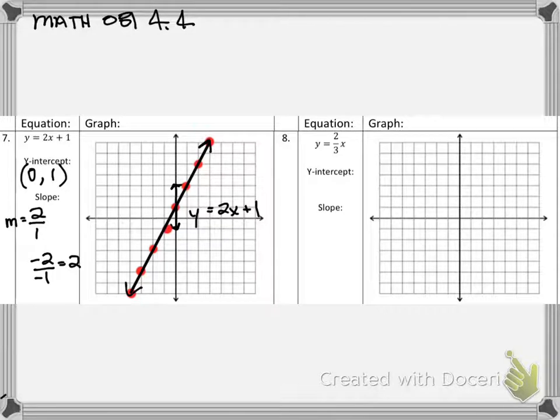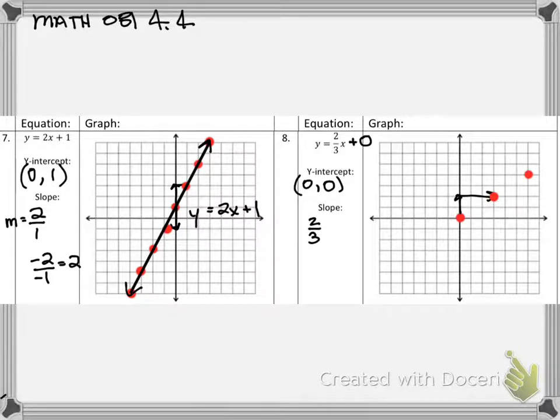Let's do this next example. What is our y-intercept? Well, if we wanted to, we could write a plus 0 here. There's nothing there, so our y-intercept is the point (0, 0). Our slope is 2 over 3. So this means we start at the origin. It means we go up 2 units, and to the right 3 units. And we can continue that pattern.